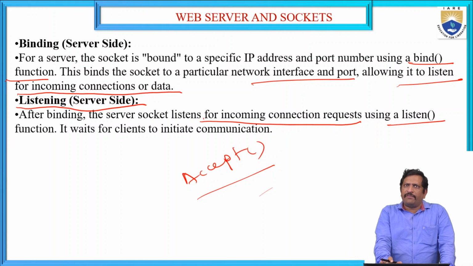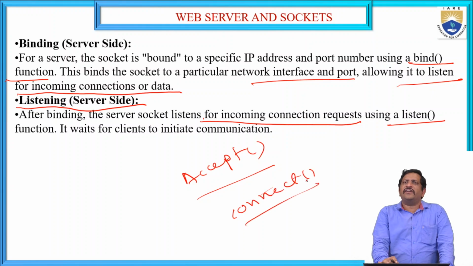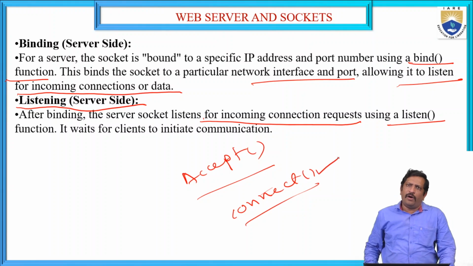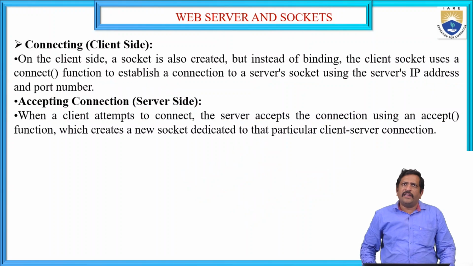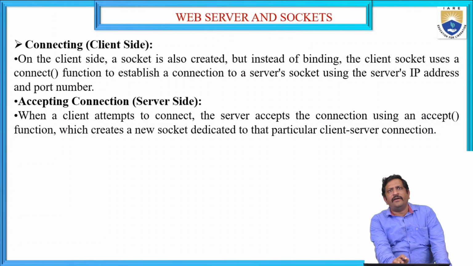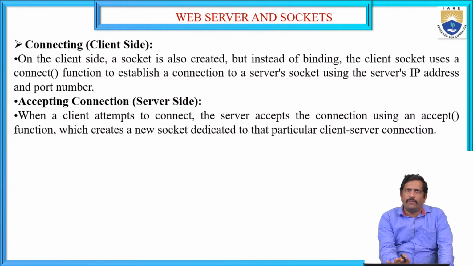If it accepts the request, the connection is established by using the connect method. By using the connect function, we can establish the connection between the client and server. The server waits for the client to initiate the communication. Once it is connected with the help of the connect function, the data can be transferred. That means connecting at the client side and at the server side.